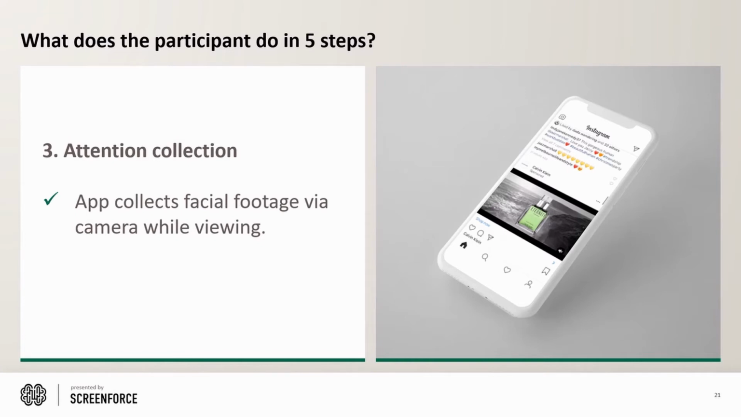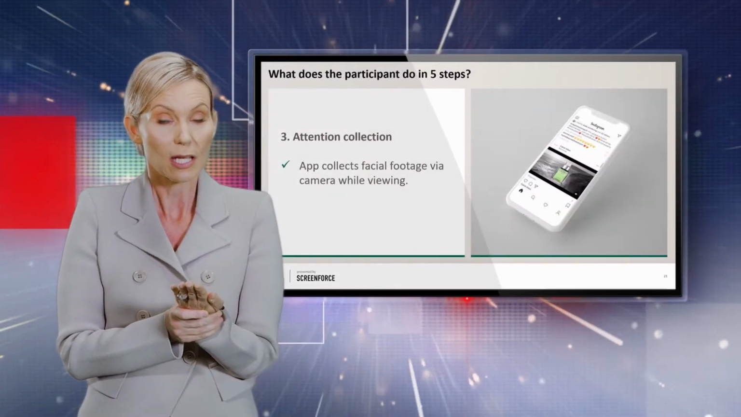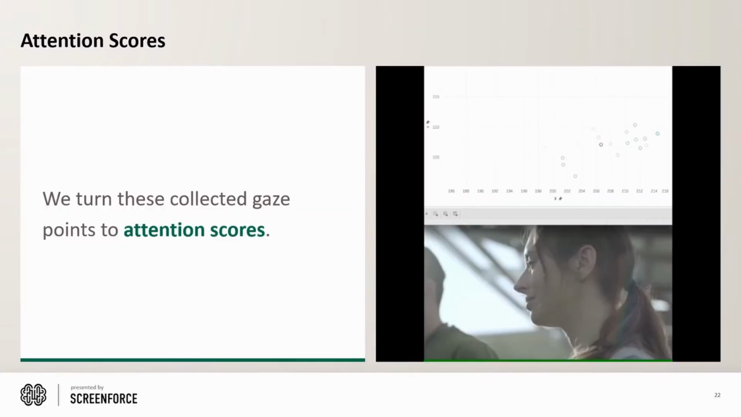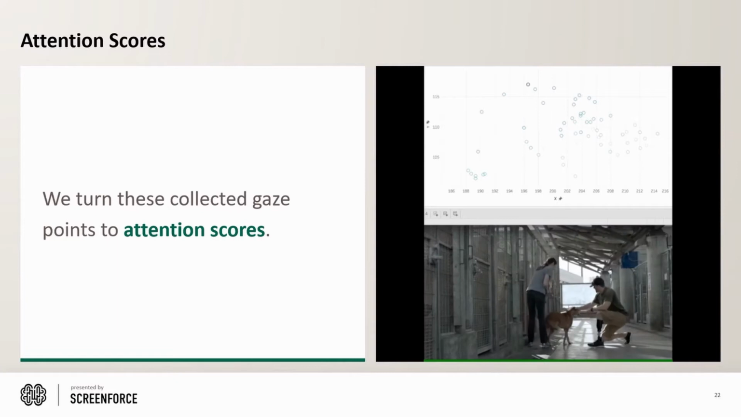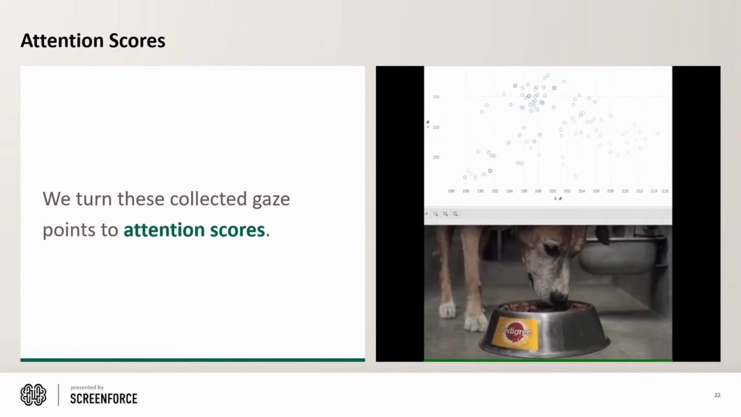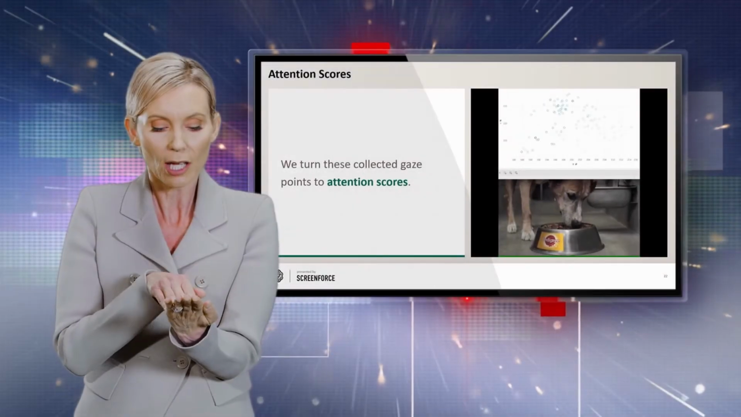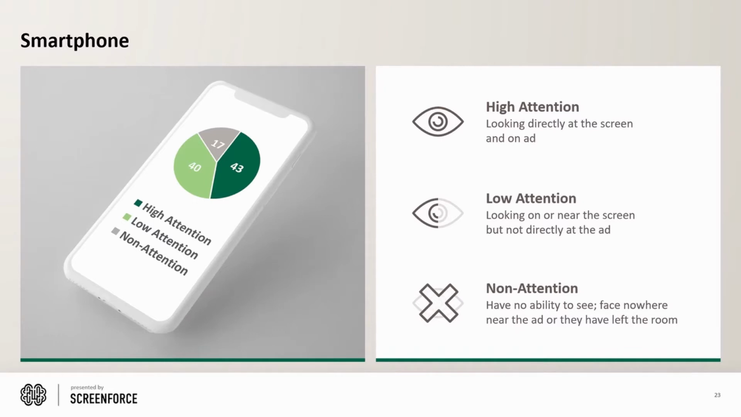And what happens is that facial footage then goes back to our machine learning models, and we essentially transpose those mathematical gaze points into whether you have actually seen the ad on screen. So if you're looking at your mobile, are you looking at the ad on the screen? Are you looking at the screen but not the ad? Or are you completely looking away? And in the case of television, that's high, low, and non-attention.